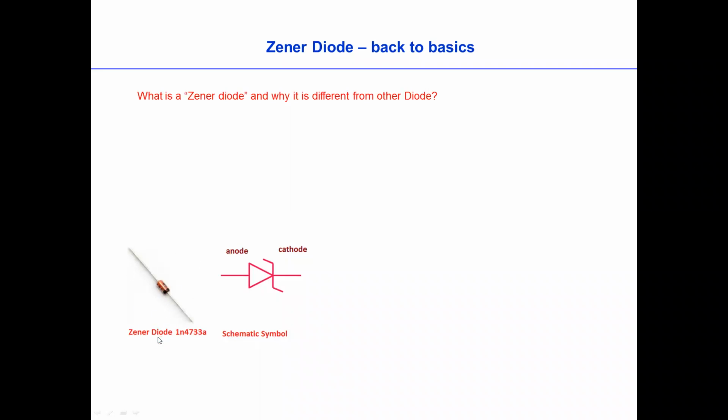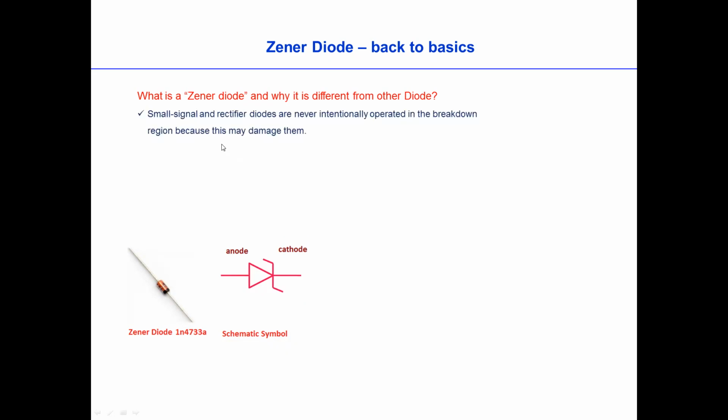We can find this online, and this is just a schematic diagram or symbol. A normal diode is drawn with just a small vertical line, but the Zener diode has a Z shape here. So this is the anode and this is the cathode.